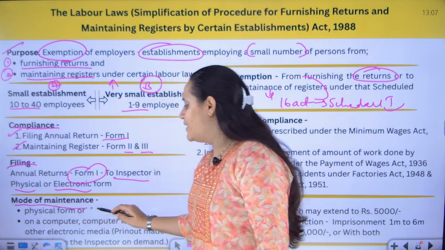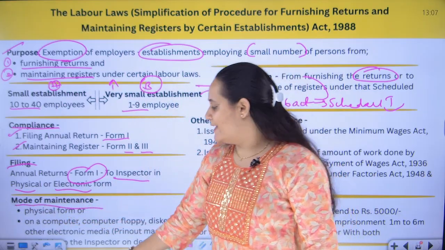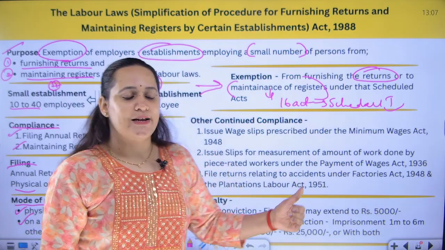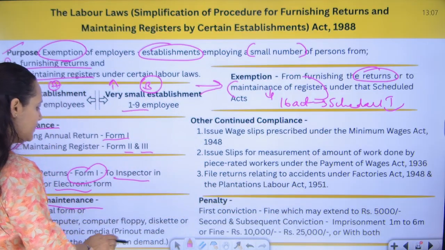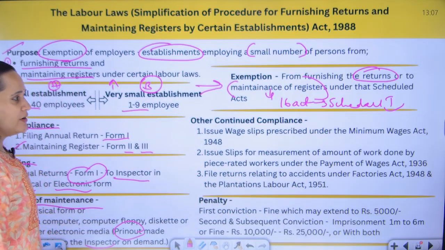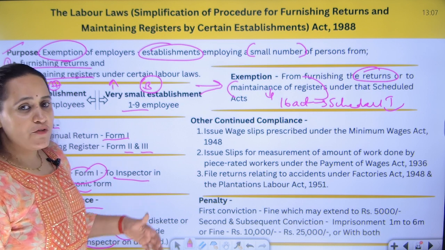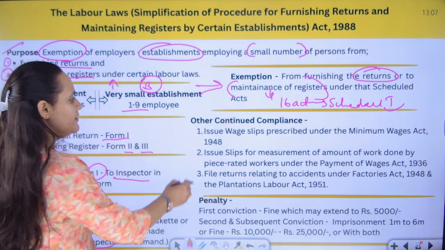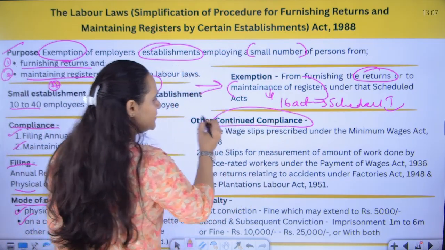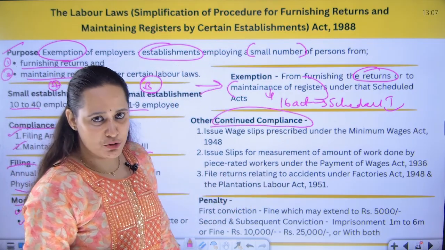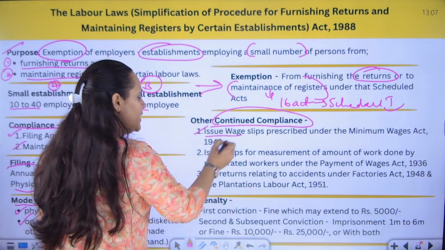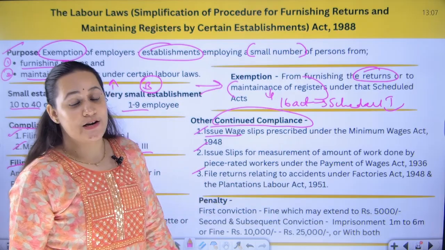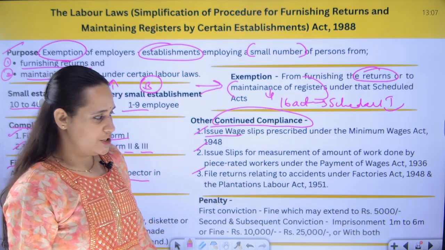Next, mode of maintenance of registers and records. It can either be maintained in physical form or it can be made in electronic form. But if you are maintaining in electronic form, it should be made available as printouts to the inspector when he is going to demand. Apart from just maintaining Form 1, Form 2 and Form 3, three other factors are there that are requiring continuous compliance even after getting an exemption. That is issuing of wage slips, issuing of slips relating to measurement of the work, and filing of returns relating to accident under Factories Act and Plantation Act.